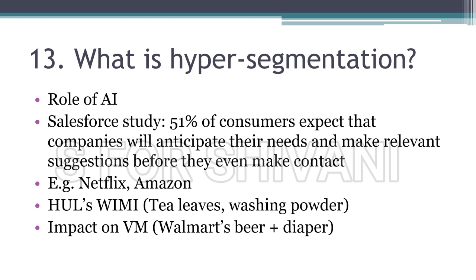Here you should also read about HUL's Winning in Many India's initiative. You can read about how the tea leaves differ from north, south, east, west, and how the composition of washing powder differs as per the hardness and softness of water in each part of the country.